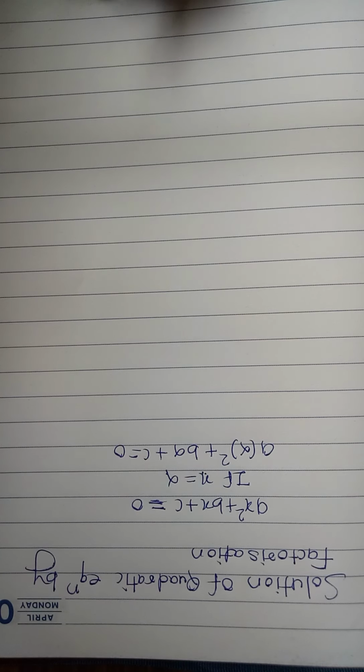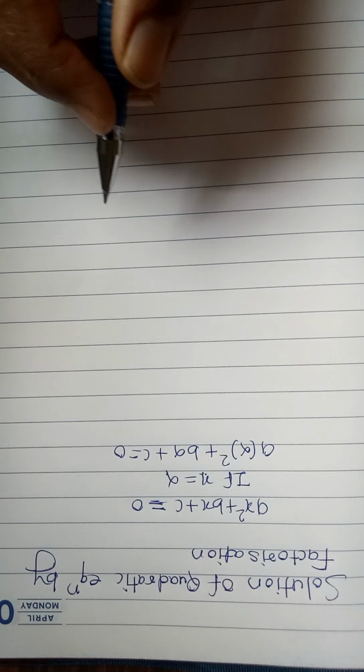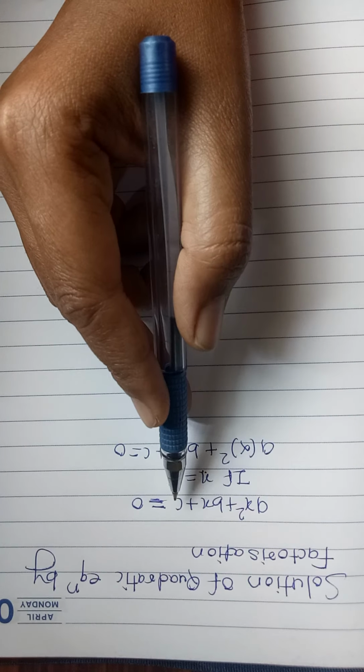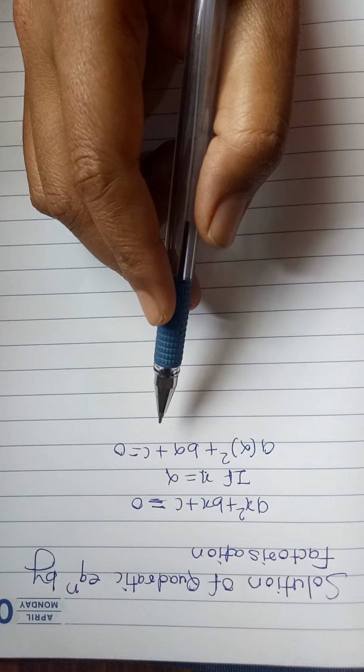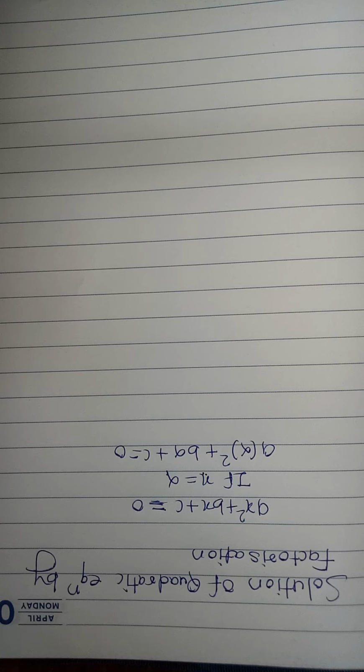So the zeros of the quadratic polynomial ax square plus bx plus c and the roots of the quadratic equation ax square plus bx plus c are the same. In this method we find the solution, that is, we find the roots by using the factorization method.